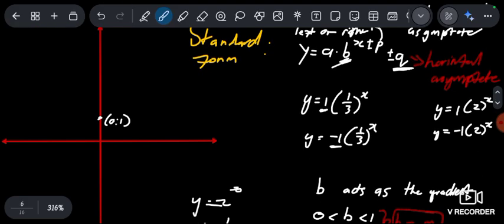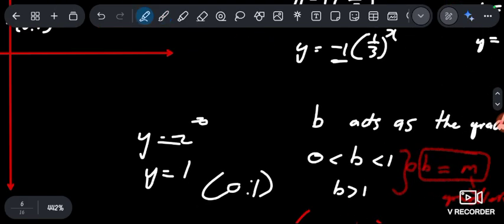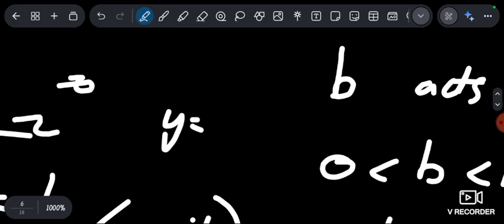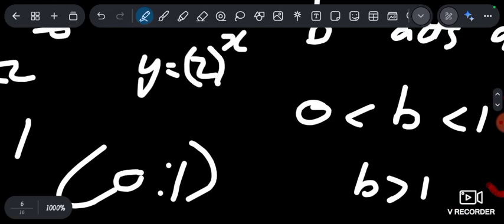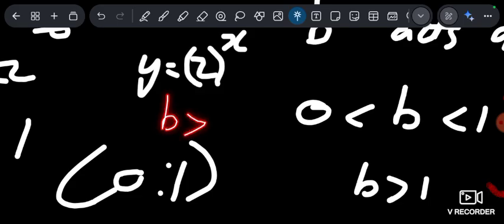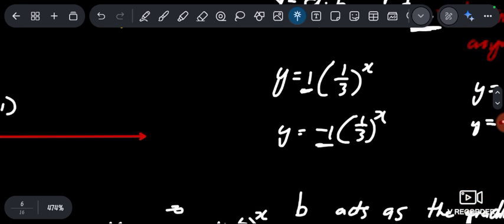We're going to remember in our graph, this equation is going to be 2 to the x. I always want you to put this in a bracket. So you can see that here I have my A and it's positive 1. And then here's my B, which is the gradient. Is it greater than 1? Yes, it's greater than 1, meaning my gradient is what? It is positive. It is increasing.